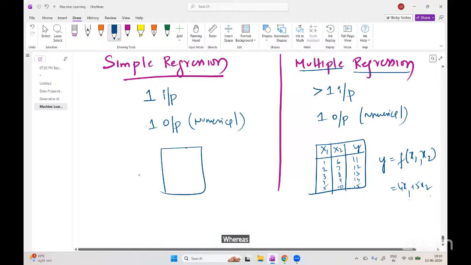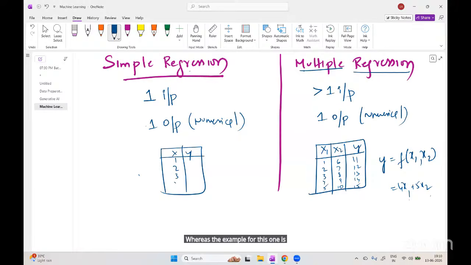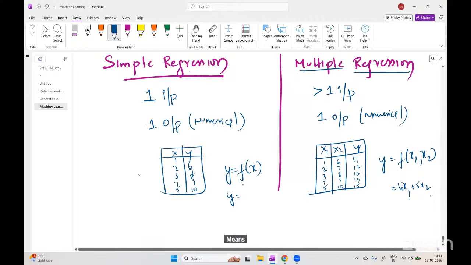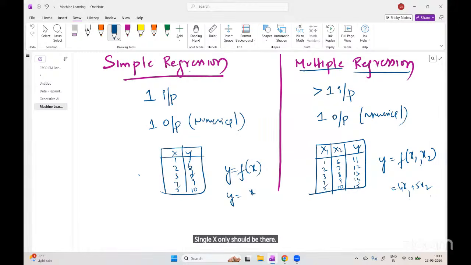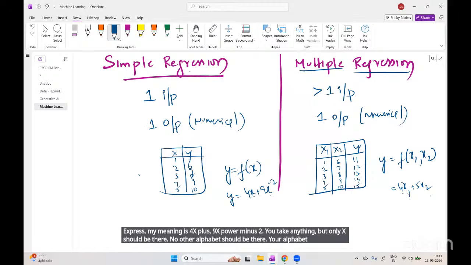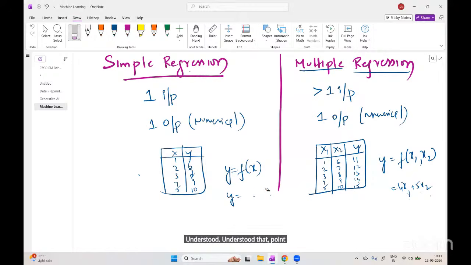Some equation like this, which consists of both x1 and x2, should be there on the right side. Whereas the example for this one is 1, 2, 3, 4, 5, 6, 7, 8, 9, 10, where y is f of x. It means on your right side only x should be there. Single x only. My meaning is 4x plus 9x power minus 2. You take anything, but only x should be there. No other alphabet should be there. Here the alphabets x1 and x2 should be there. Understood? Understood the point, everyone? So this is simple regression.